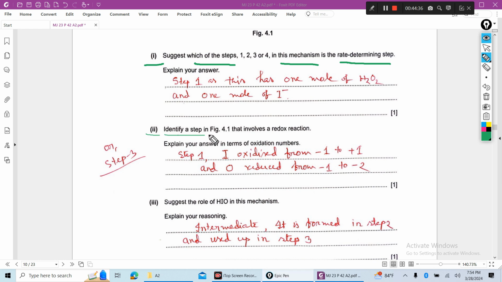Number 2, identify a step in figure 4.1 that involves a redox reaction. You say step 1, because iodide ion is oxidized from -1 to 0, and oxygen is reduced from -1 to -2. So this is a redox reaction.